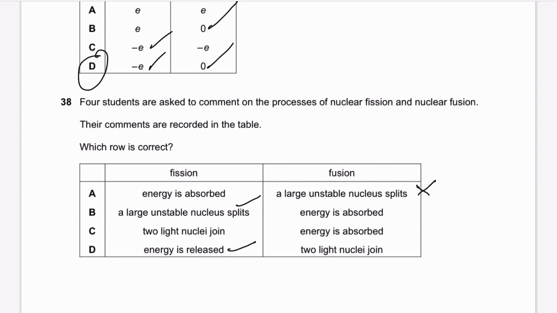No. 2 light nuclei join. Yes. So fission में we know energy is released, and in fusion 2 light nuclei join. Both of these statements are correct. ठीक है. So the answer is going to be, ये गलत नहीं है. This is actually right. नहीं, this is wrong. So 2 light nuclei join. So it's going to be D.